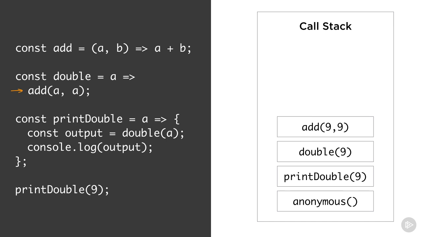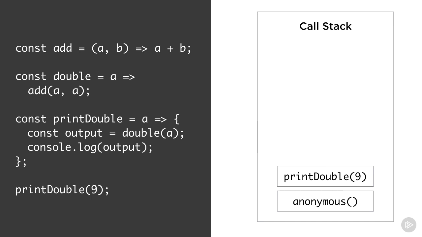And so far, we're still executing all functions. We have not returned from any of them. When we return from add, we pop add out of the stack. We're done with it. Then we return from double. So double gets popped out of the stack too. Now the execution continues in print double.